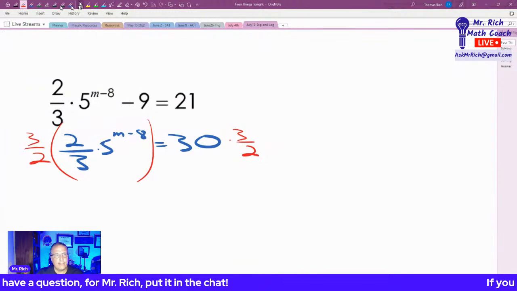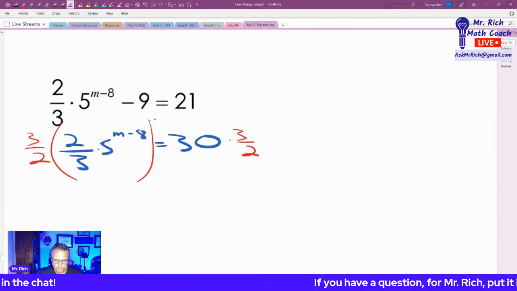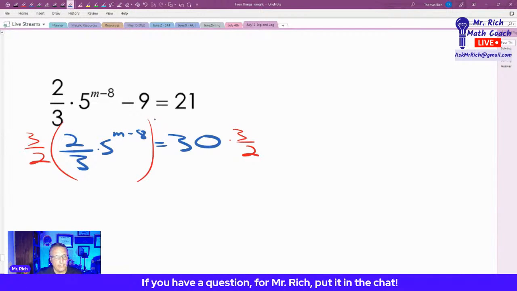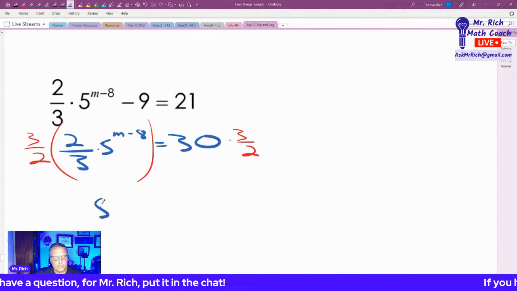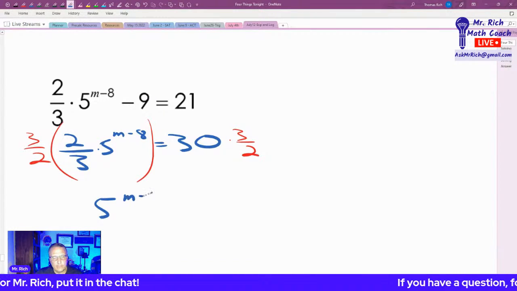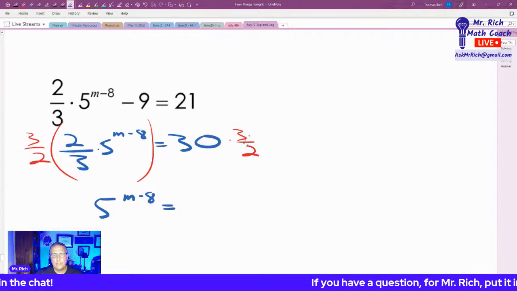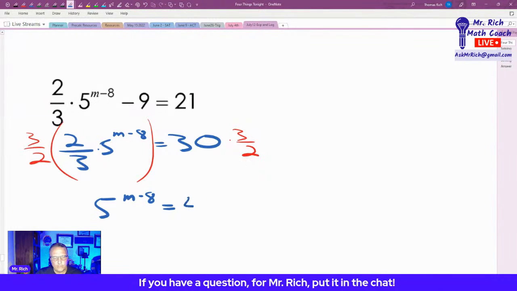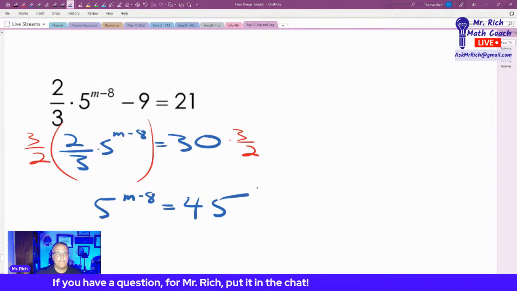Right? Because before I take the log on both sides to get rid of the exponent, I need to isolate the exponential portion. I need to isolate the 5 raised to the m minus 8. So this is going to be 5 raised to the m minus 8. 2 goes into 30 15 times. 15 times 3 is 45.